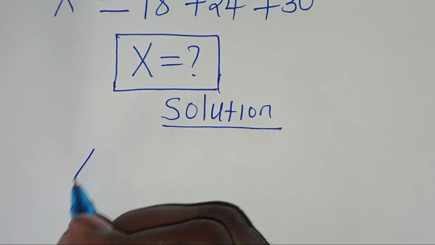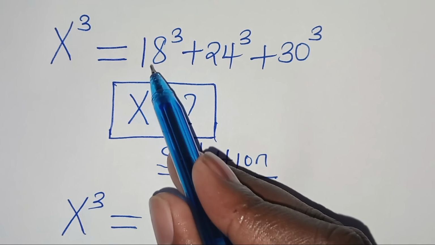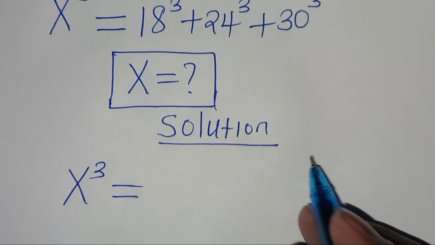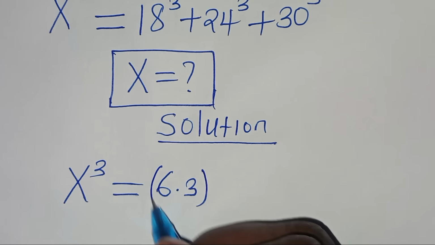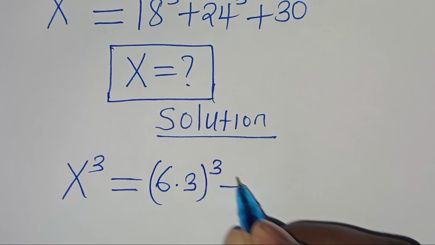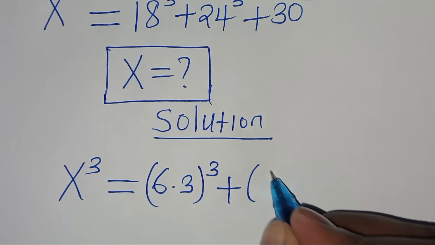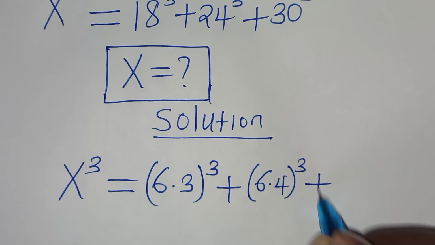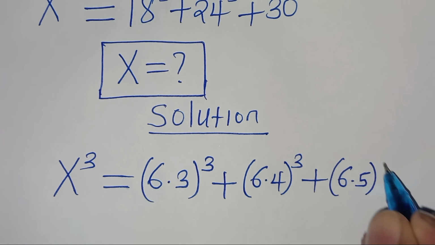So this is x to the power of 3. This is equal to, we can express 18 as 6 times 3, raised to the power of 3, then plus 24, which we can express as 6 times 4 to the power of 3, then plus 30, which is 6 times 5 raised to the power of 3.